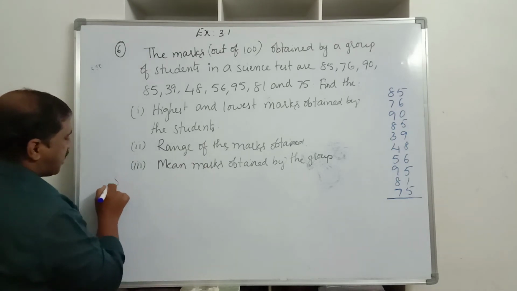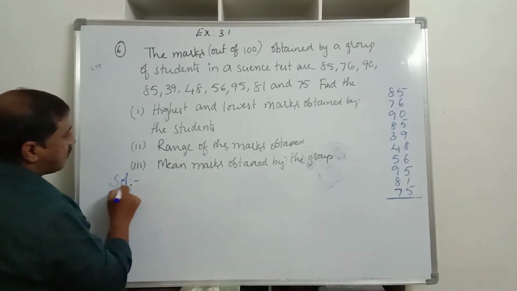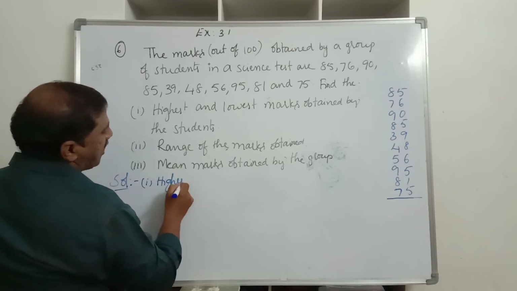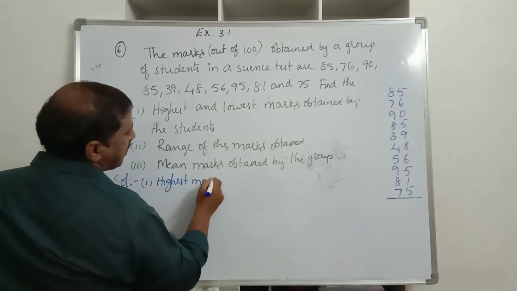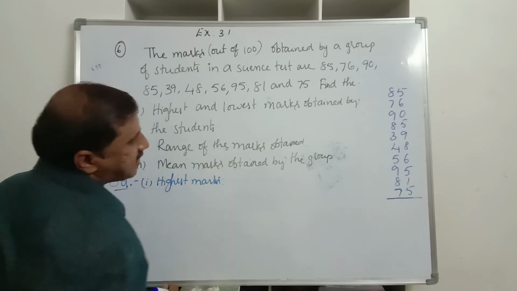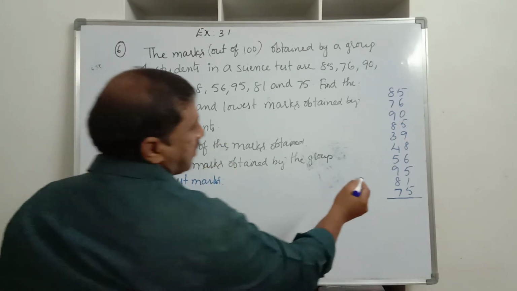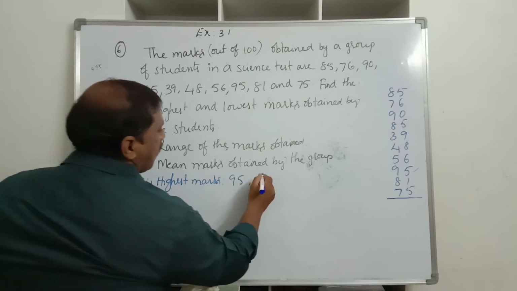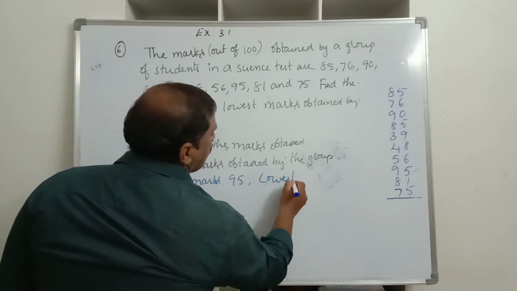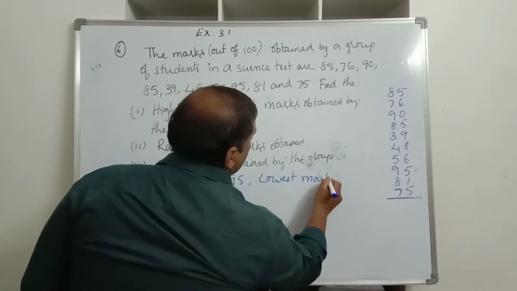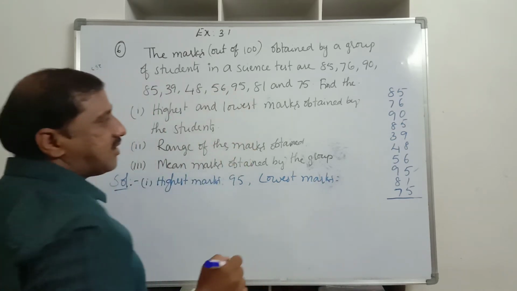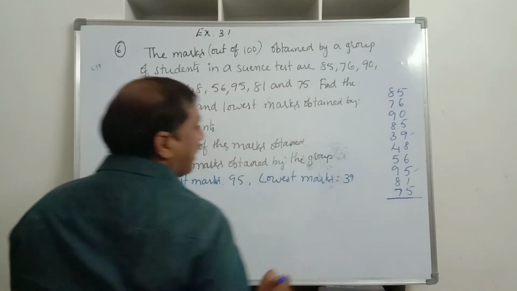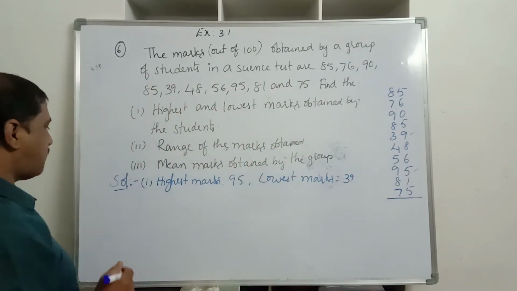So the first bit is the highest mark. What is the highest mark obtained by the students? If you observe this, the highest mark is 95. 95 is the highest mark, and the lowest mark is equal to what? Lowest marks means the least mark, which is 39. 39 is the least mark or the lowest mark.